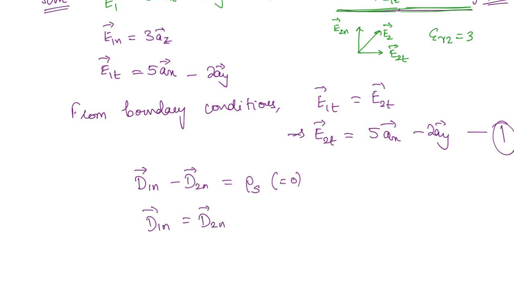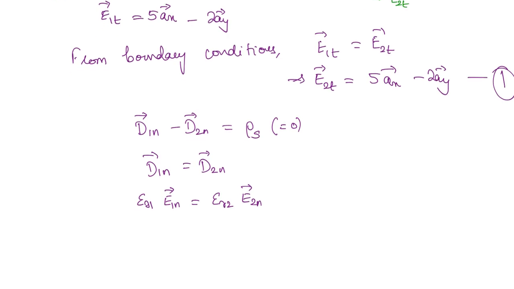We don't know the flux density, so we have to convert in terms of electric field. So this is epsilon R1 E1N bar, equal to epsilon R2 E2N bar. Now we know E1N bar, epsilon R1 and epsilon R2, so you can find E2N bar is equal to epsilon R1 by epsilon R2 into E1N bar. So you are going to get 4 by 3 into 3 AZ bar, which is 4 AZ bar.